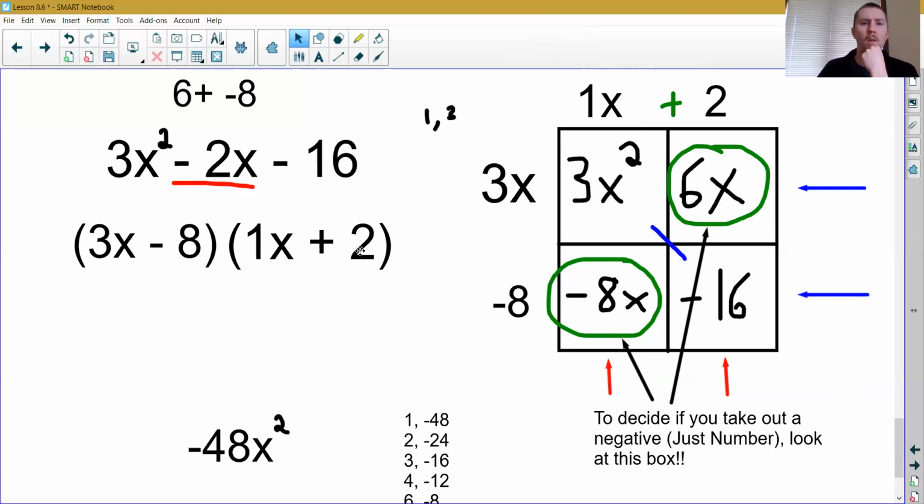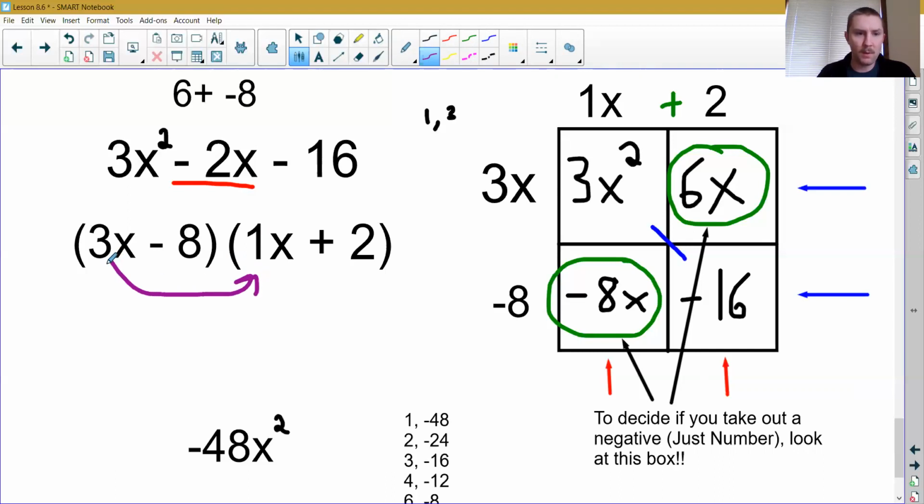So we get this factored form of 3x squared minus 2x minus 16. We get this, 3x minus 8, 1x plus 2. What's a good way to check our answer and make sure we got the right two factors? Yeah, distributive property. In fact, double distributive property, also known as the FOIL method, if that's the way we prefer to think about it.